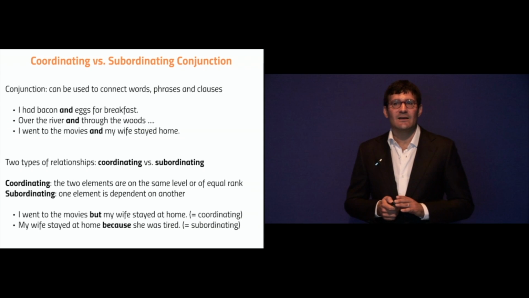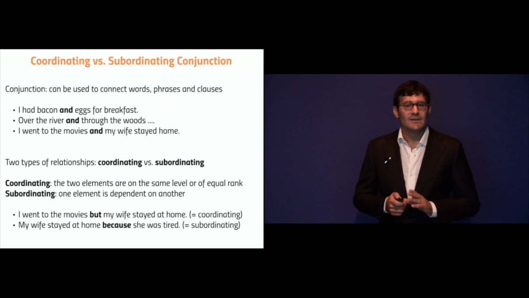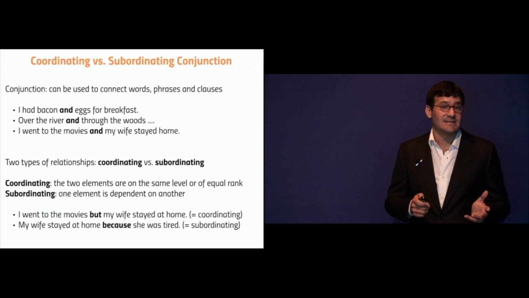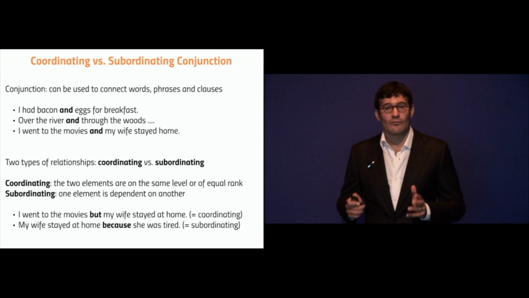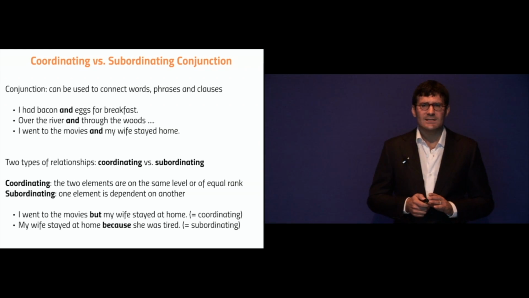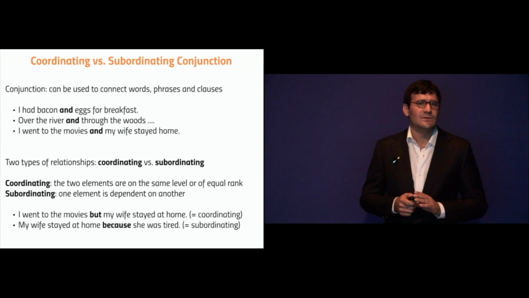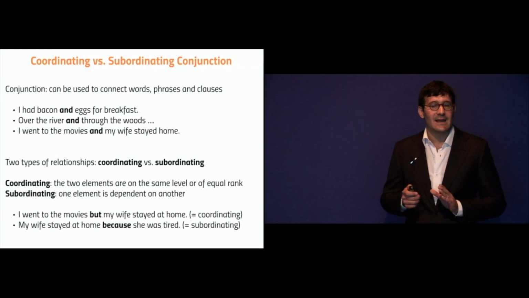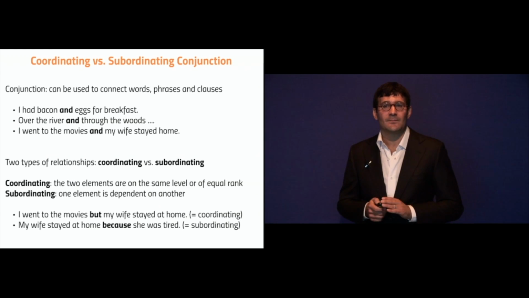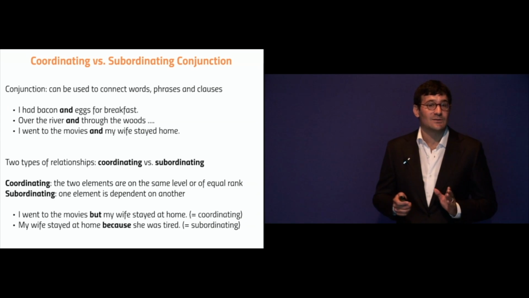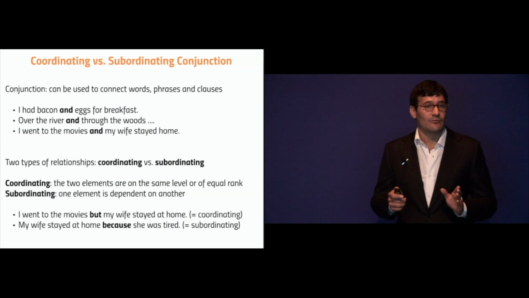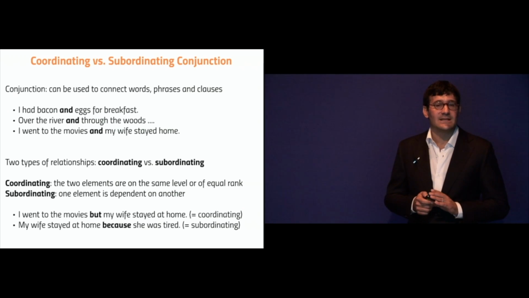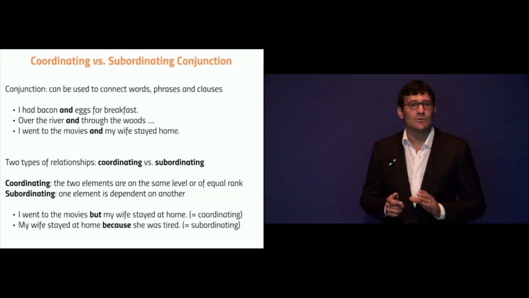Now let's take a look at this idea of a subordinating versus a coordinating conjunction. This will play a role later on when we take a look at different types of sentence mistakes. So run-on sentences, rambling sentences, and sentence fragments. A conjunction can be used to connect words, phrases, and clauses. I had bacon and eggs for breakfast. Bacon and eggs. The and connects the bacon and eggs. Over the river and through the woods to grandmother's house we go. Right? Phrases. Over the river and through the woods. These two things are connected. I went to the movies and my wife stayed home. Right? The and connects these two clauses.